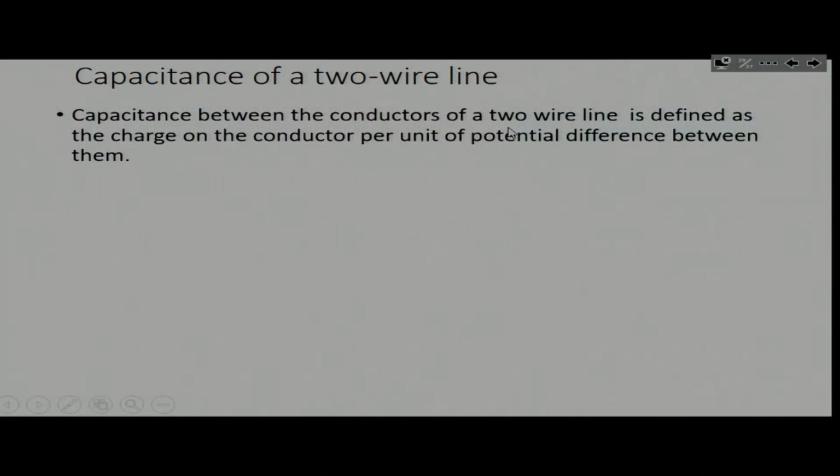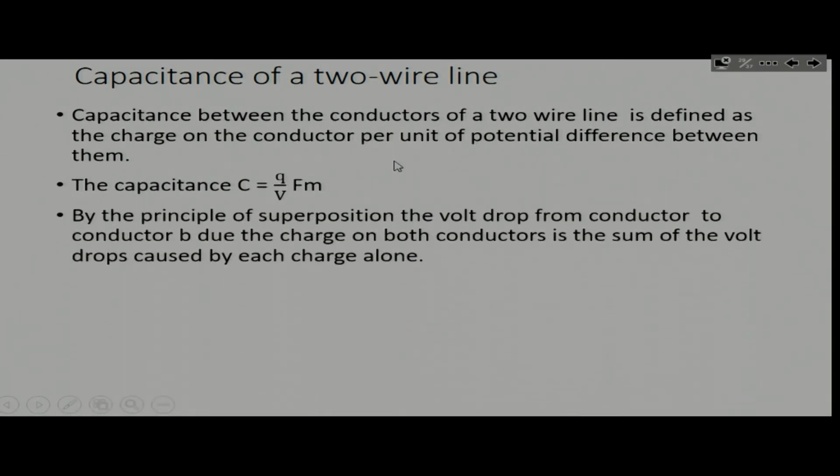Capacitance between the conductors of a two-wire line is defined as the charge on the conductor per unit of potential difference between them. So C is equal to Q over V, farads per meter. By the principle of superposition, the volt drop from conductor A to conductor B due to the charge on both conductors is the sum of the volt drops caused by each charge alone. So VAB is QA divided by 2 pi k ln D over RA plus QB over 2 pi k ln D over RB.